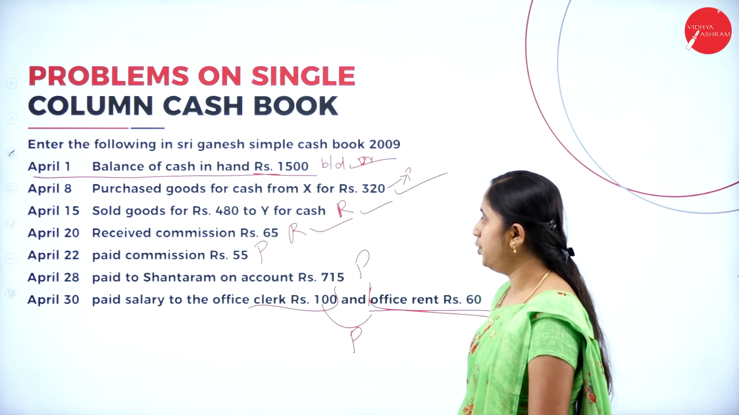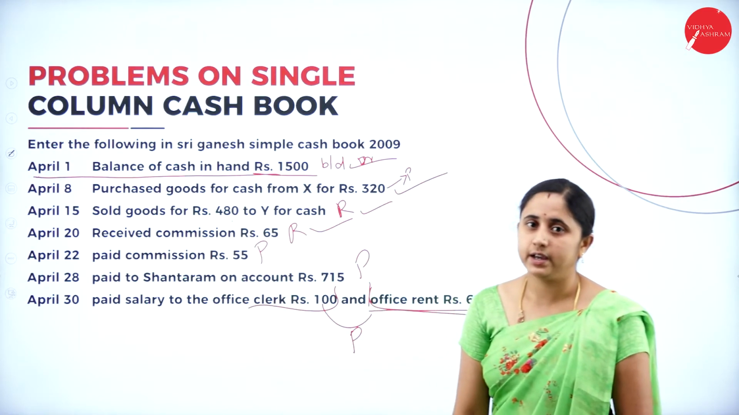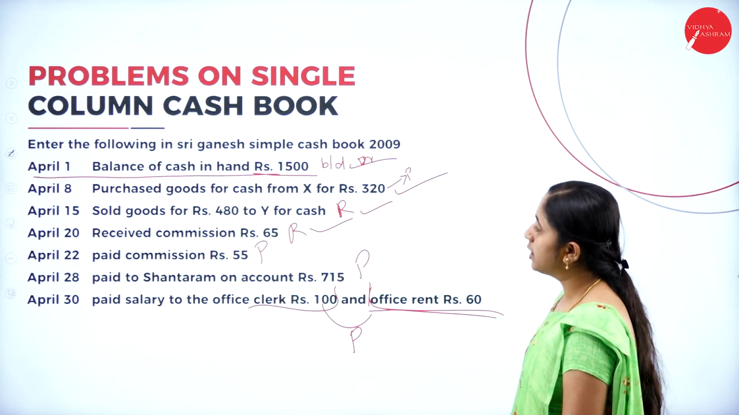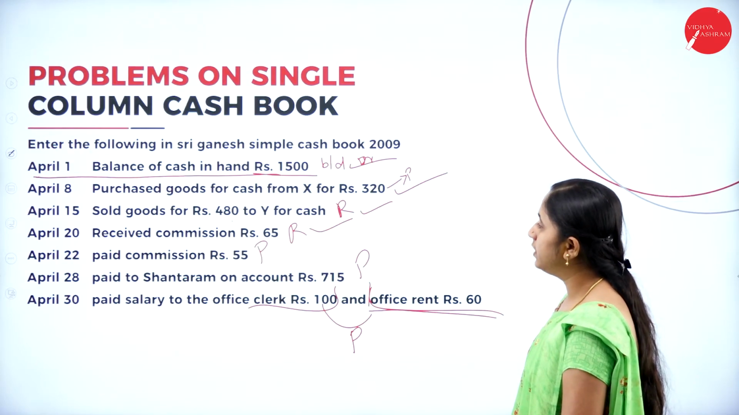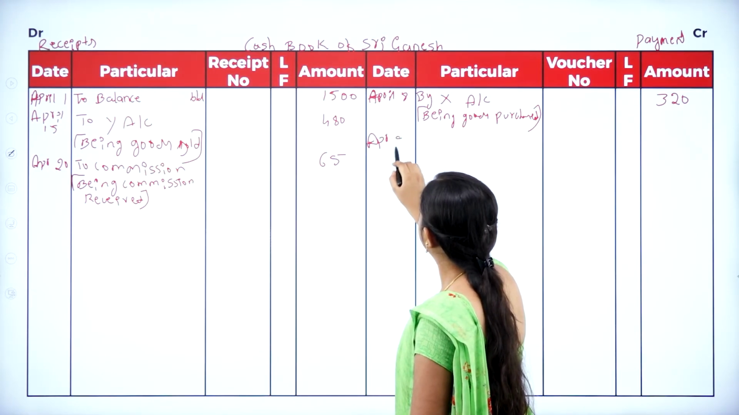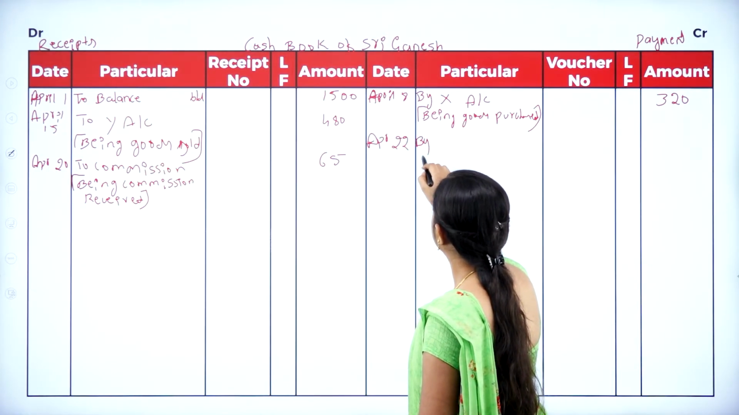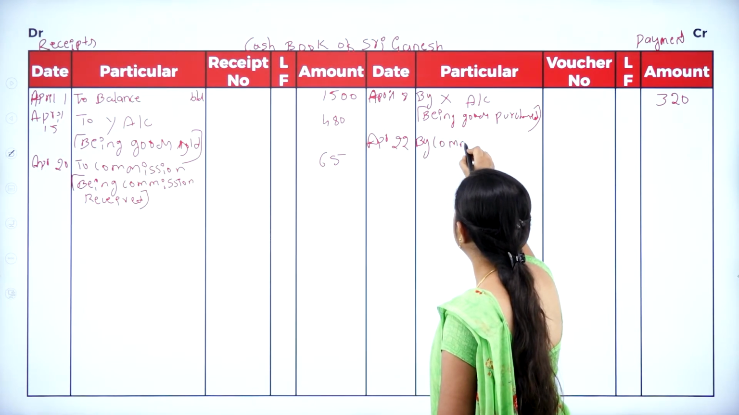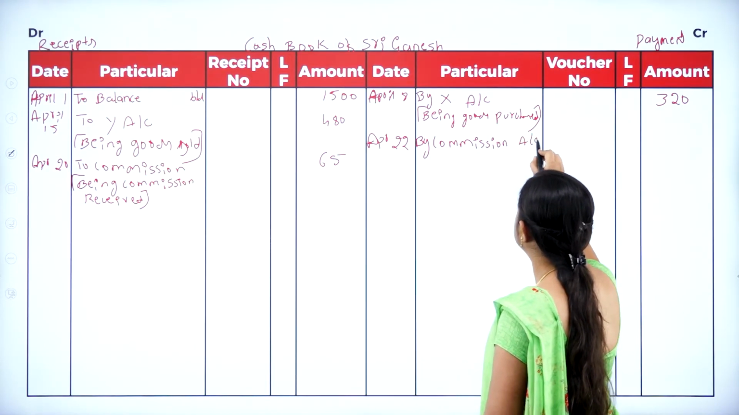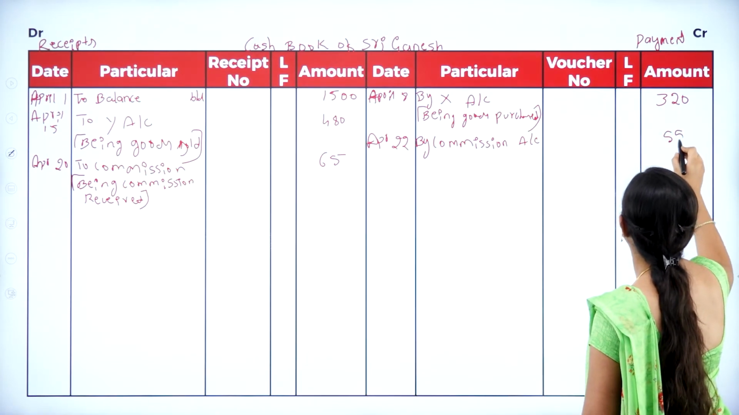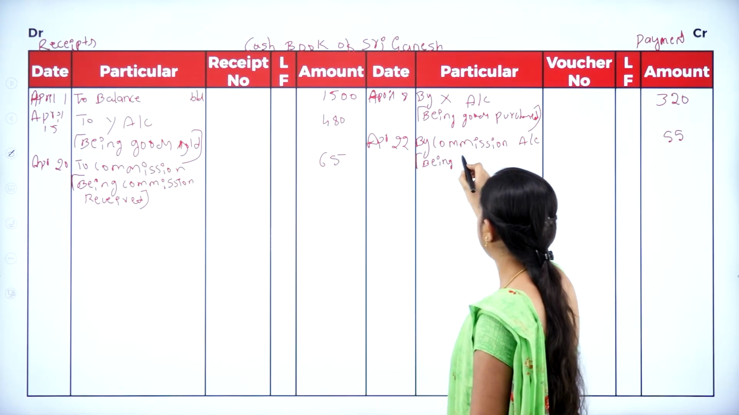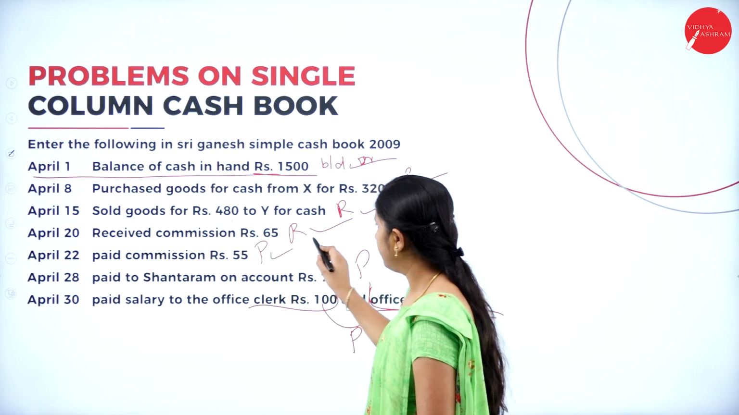Next, April 22, paid commission rupees 55. Paid commission, this is the payment. So write in the credit side, that is payment side, by commission rupees 55. April 22, by commission, this is commission paid. On the debit side you will write commission received. This is commission paid rupees 55, being commission paid.